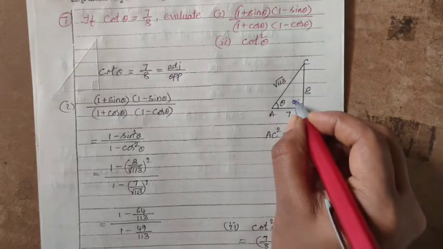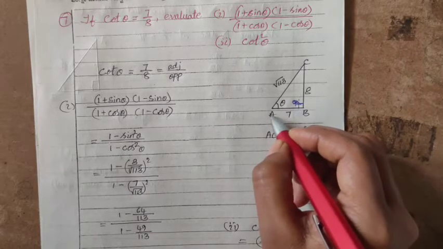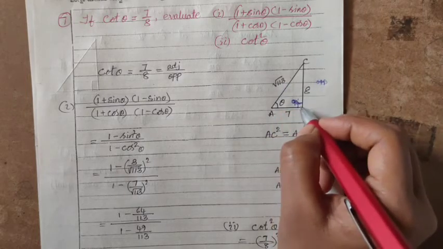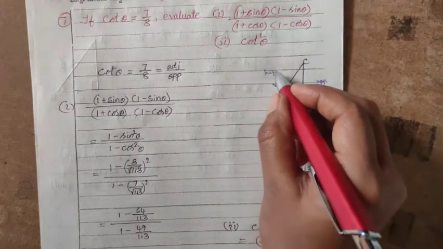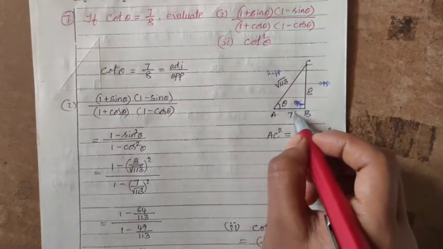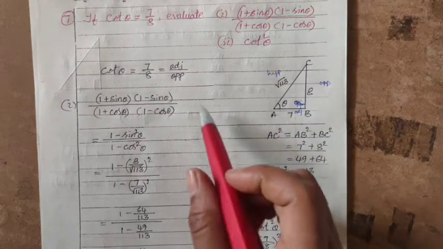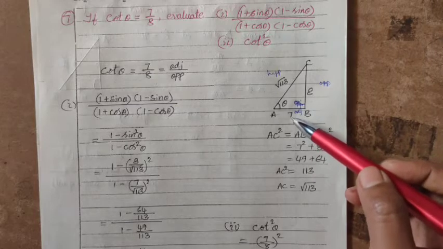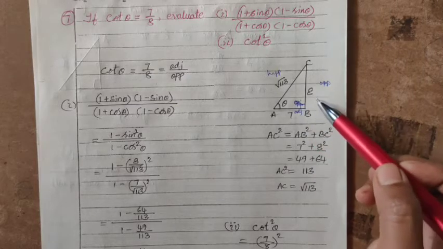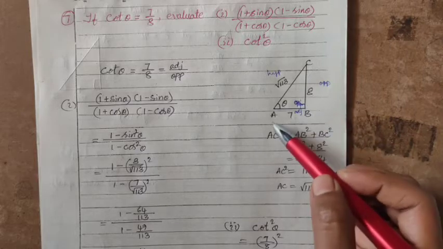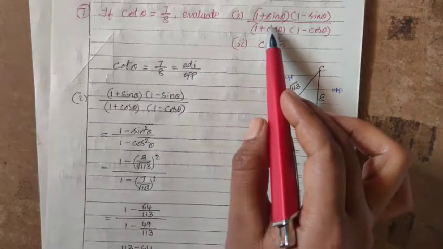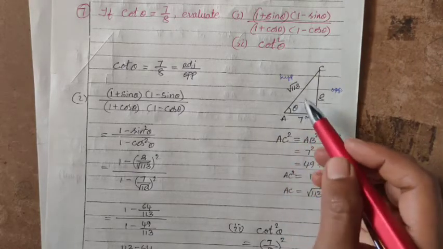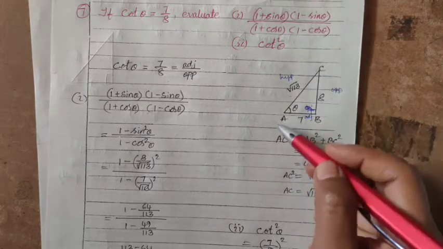The side opposite to theta is the opposite side, the side opposite to 90 degrees is the hypotenuse, and the other side is the adjacent side. So cot theta is adjacent side divided by opposite side. That is, AB is 7 and BC is 8. Now I want to find sin theta. Sin theta is nothing but opposite divided by hypotenuse. That's why I want to find the line AC.